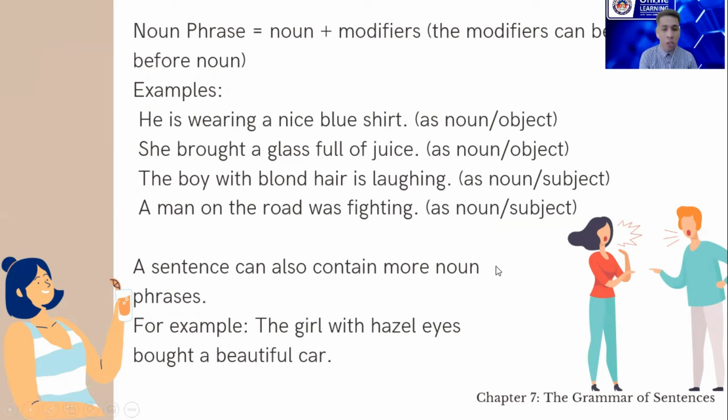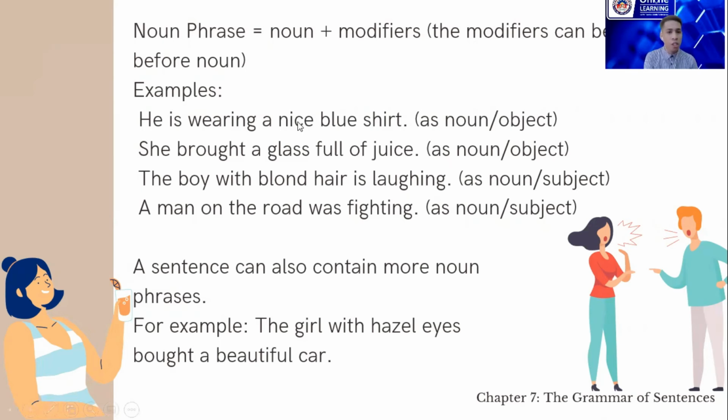Also, a sentence can contain more noun phrases. So the girl with hazel eyes bought a beautiful car. That is a noun phrase. There should be an object as well as a subject. So in the first sentence, he is wearing a nice blue shirt, our subject or noun is he. Our object here is, what is that? For example, for an object, you will ask yourself, what is the specific thing that he wears? It's a nice blue shirt.